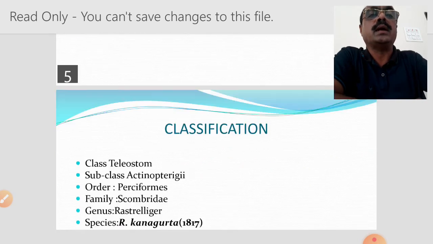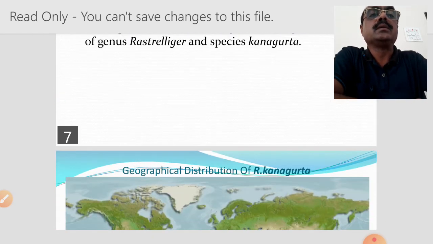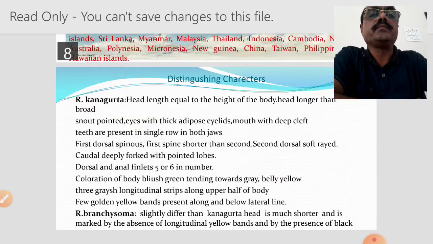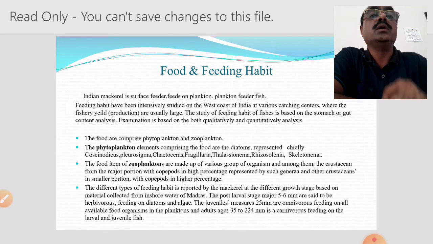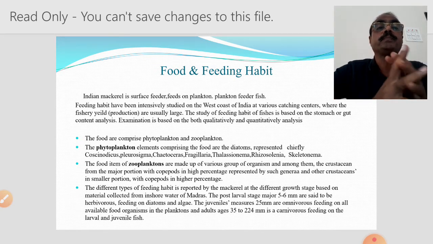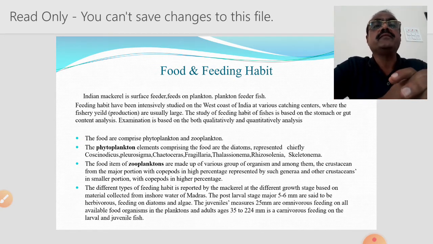Now come to another aspect, that is the food and feeding habit, the type of food fed on by the mackerel fish. Friends, mackerel fish is a surface feeder fish. It is found at the surface level. It is a pelagic fishery, also called the pelagic fishery. It feeds on different types of planktons. It may be phytoplankton or zooplankton. That's why it is called a plankton feeder fish.